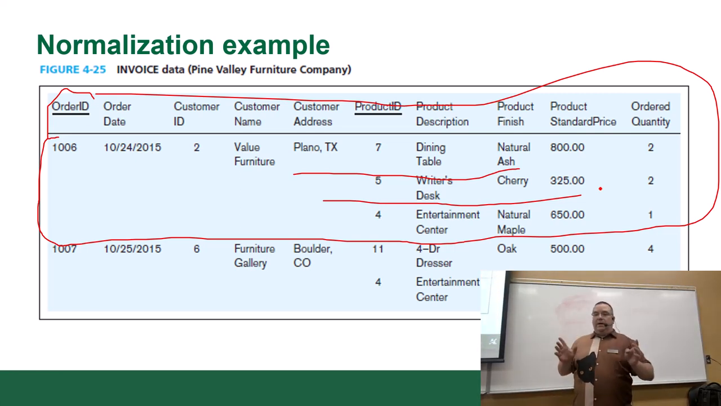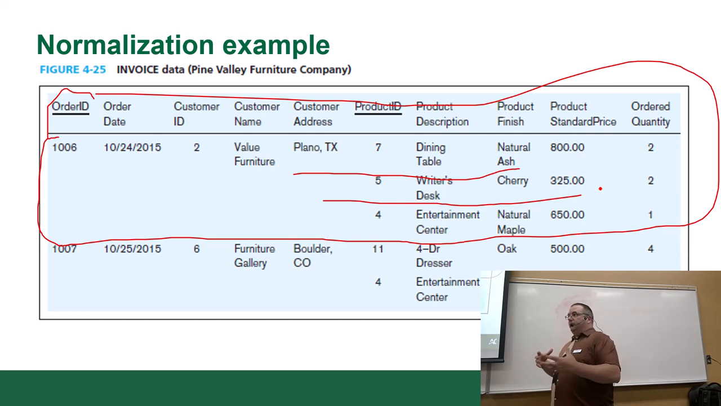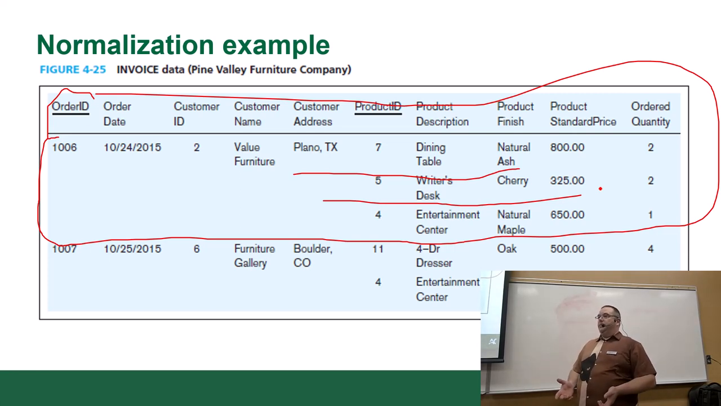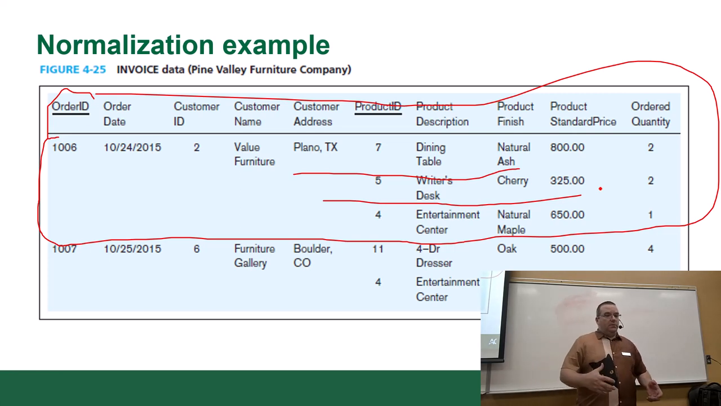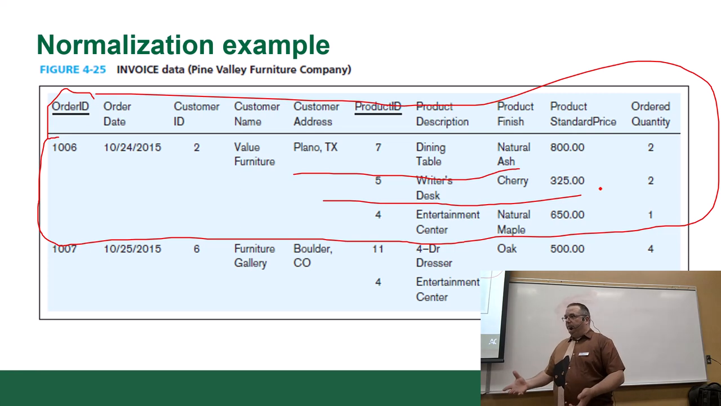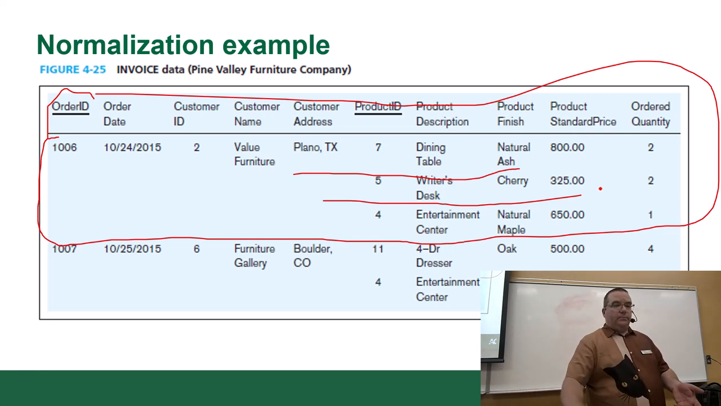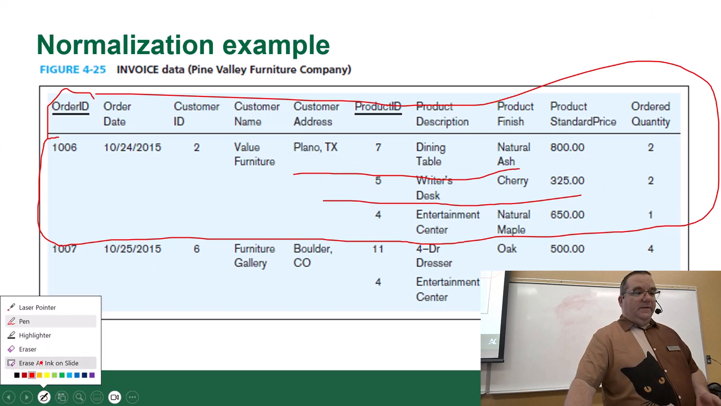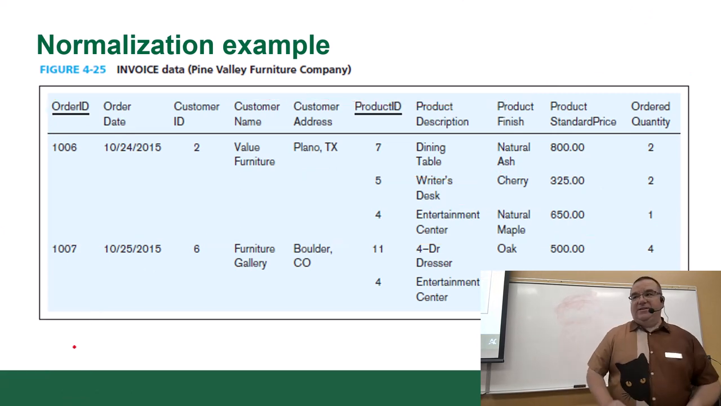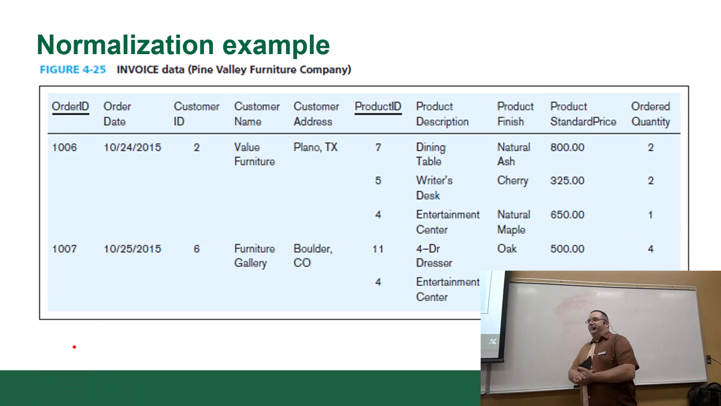Now, this is known as a repeating group of columns. And if you have a repeating group of columns, the table cannot be normalized. You have to get rid of the repeating group of columns. Can somebody take a guess how you fix that? And trust me, the answer is stupid simple. Hey?